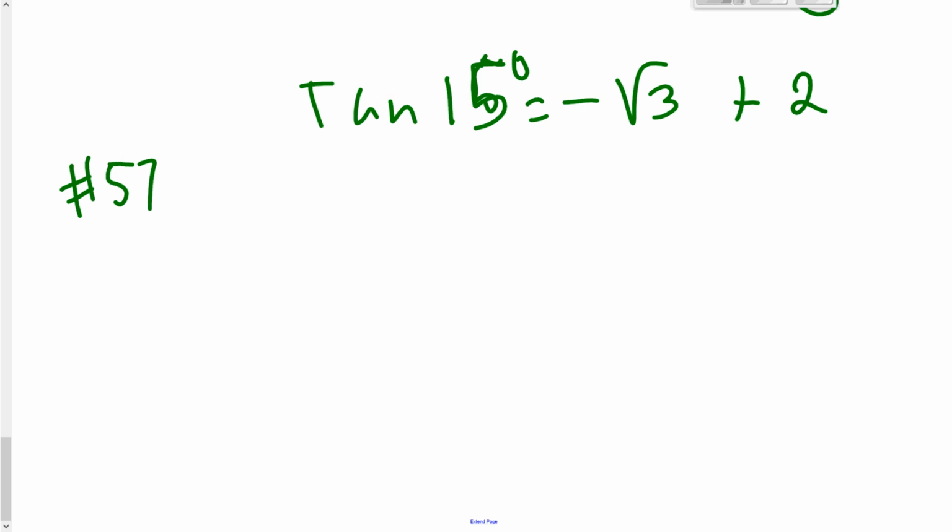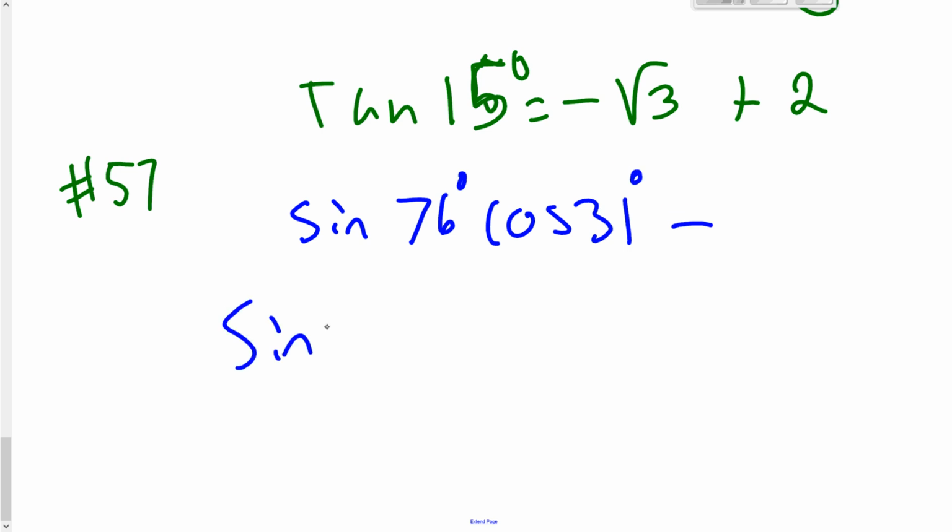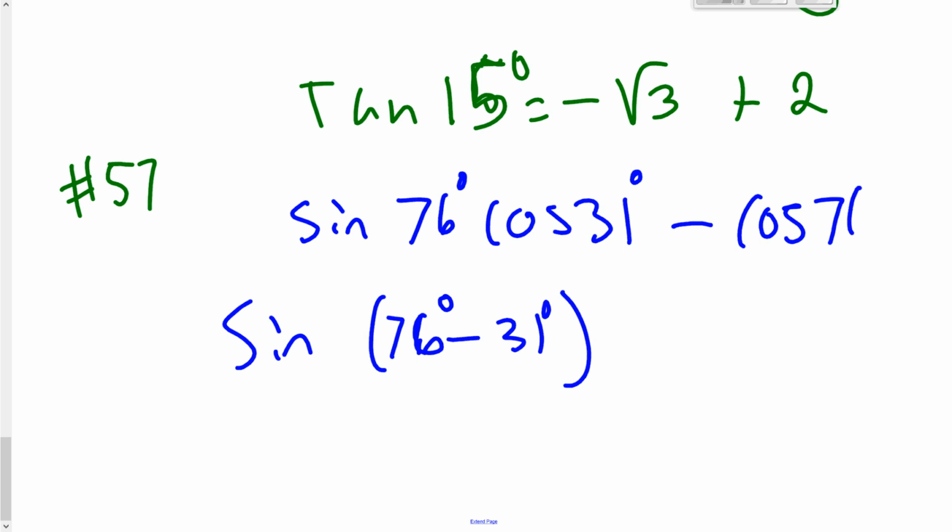Back to blue. So sine of 76. Since I'm starting with sine, then you know it's going to be sine, cosine, cosine, sine. So 76 degrees, 31 degrees. And then we're subtracting, so you know it keeps the sign the same, so we know it's a negative. 76 minus 31 degrees. So we don't even really need what's next, but it's cosine of 76 and sine of 31.